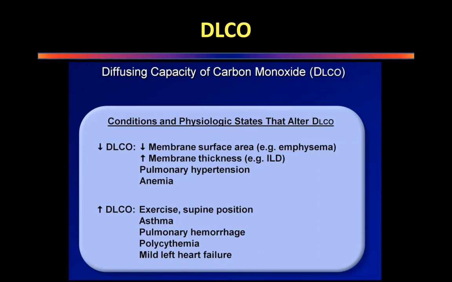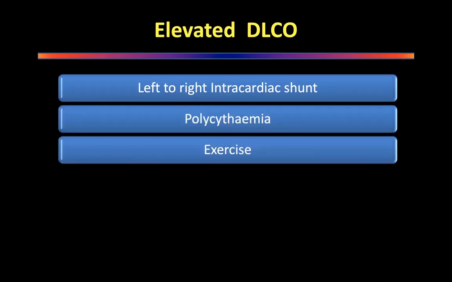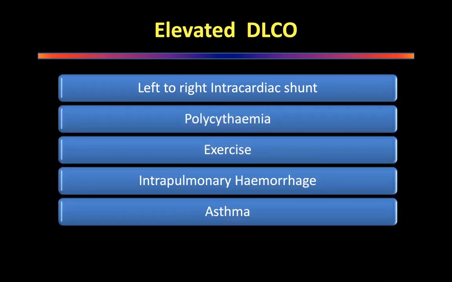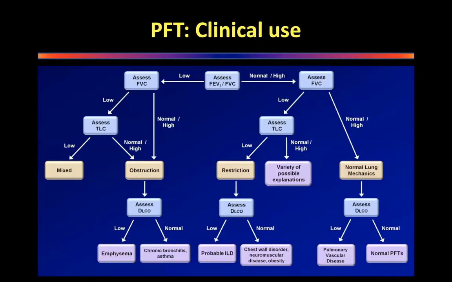So this is an understanding of how DLCO is measured and what is the significance of a reduced DLCO and what is the significance of an elevated DLCO. So elevated DLCO is left to right shunts, polycythemia, exercise, intrapulmonary hemorrhage, asthma, and obesity. All of these increase the blood flow into that area, so the CO is taken up more, okay?